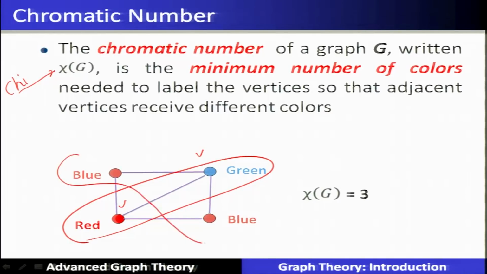These vertices do not share an edge, so they are non-adjacent and they receive the same color. What is the minimum number of colors required to color the graph so that no two adjacent vertices receive the same color? You can count 1, 2 and 3. Three different colors are required. So, the chromatic number of this particular graph is 3. You can partition this graph into 3 partite sets.